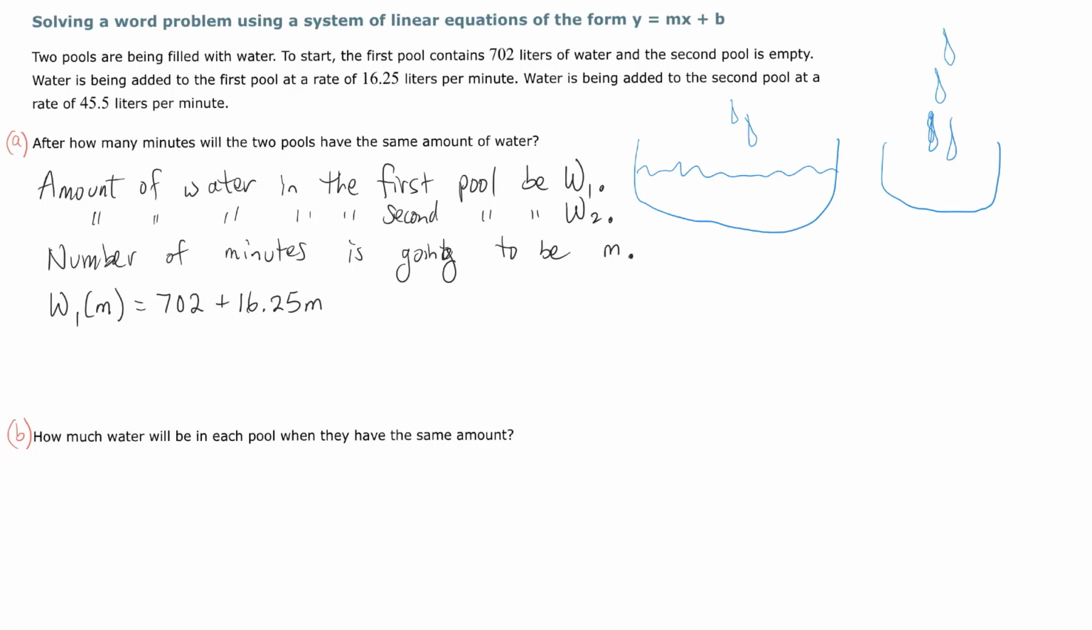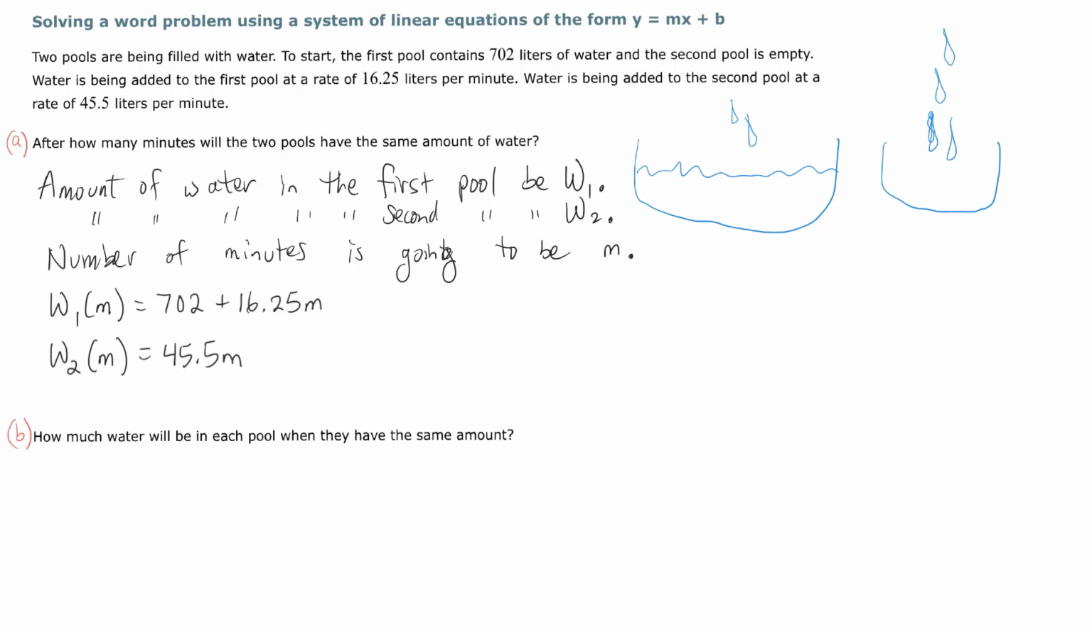In a similar manner, we can get the amount of water in the second pool. W sub 2 of m is equal to, remember this pool started off with an empty amount, and now the water is increasing at 45.5 liters per minute.